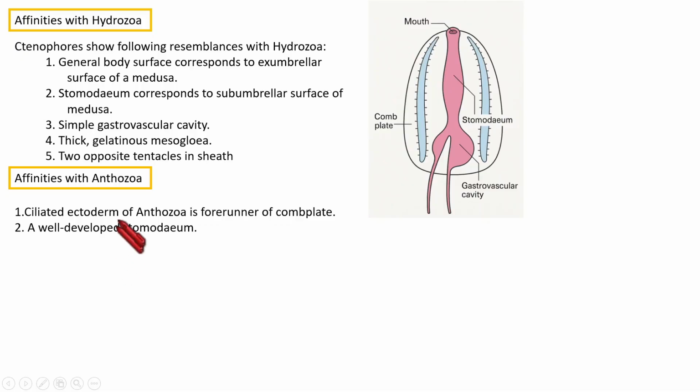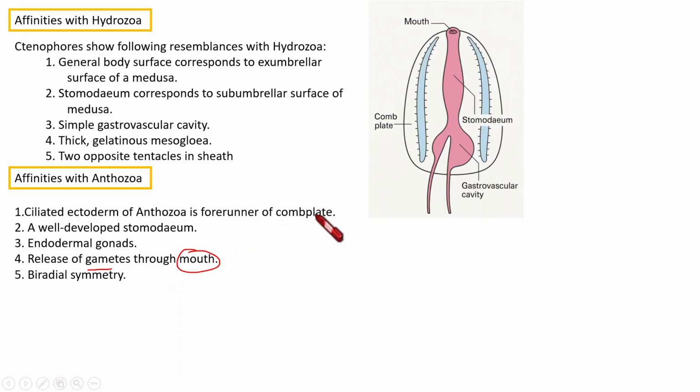Second, both anthozoans and ctenophores possess a well-developed stomodeum. Stomodeum, I already told you, is a part of the gastrovascular cavity, and function-wise, position-wise, it is somewhat similar to the pharynx. And gonads are endodermal in origin in the case of both anthozoans and ctenophores. Then both anthozoans and ctenophores release their gametes through the mouth.